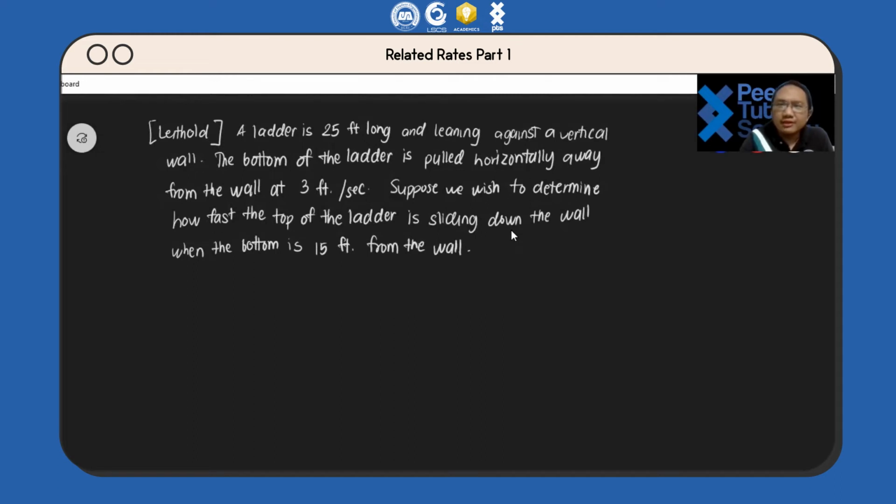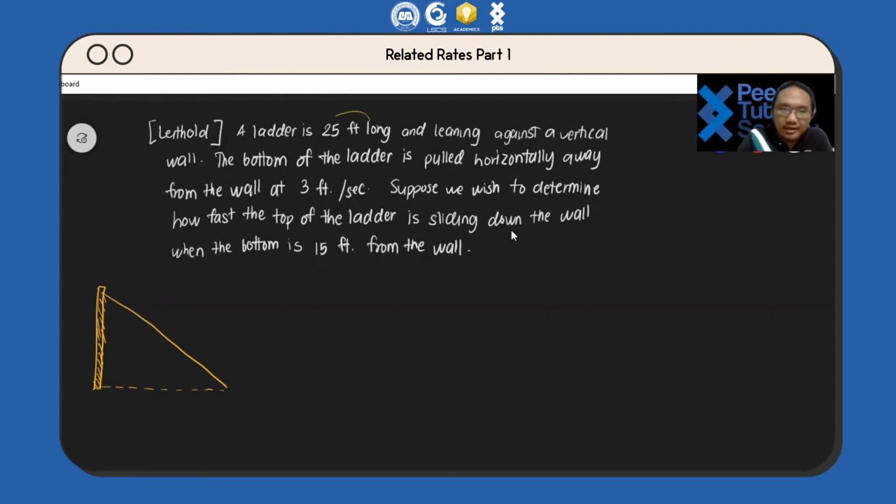A ladder is 25 feet long and leaning against a vertical wall. Let's have the vertical wall as this. Okay, that's our vertical wall. Let's make it just a little artistic wall. Then let's have the ladder that's 25 feet long. The bottom of the ladder, so we have this over here.